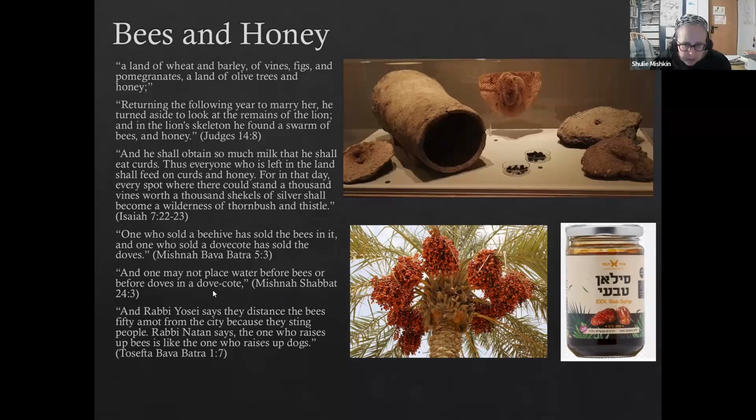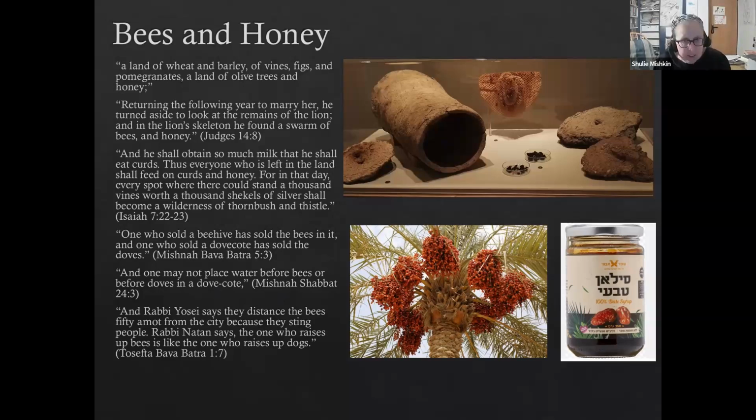You can't place water before bees or before doves. Why? Because they're essentially independent, right? Bees can go out and get their own water. So by you feeding them on Shabbos, you're not allowed to do that. And we also have laws about where you can have your beehives, because beehives could be dangerous.